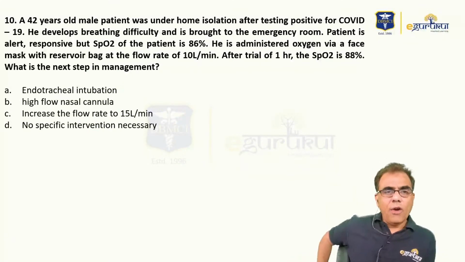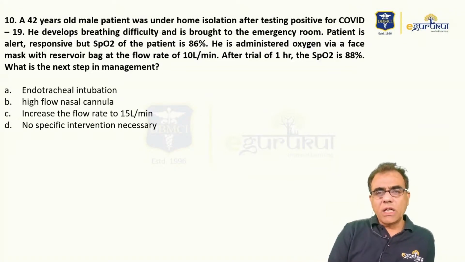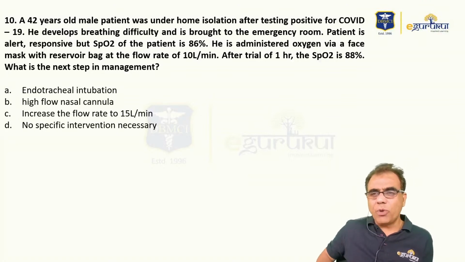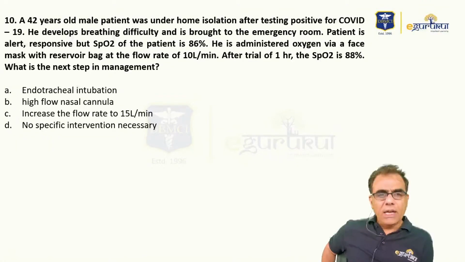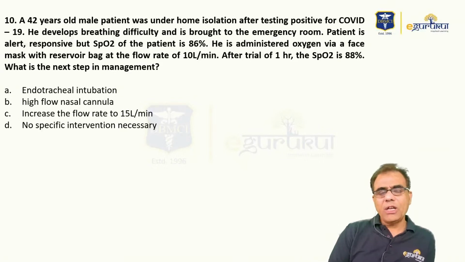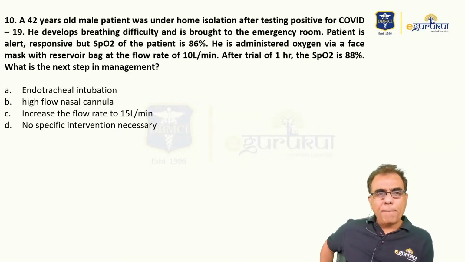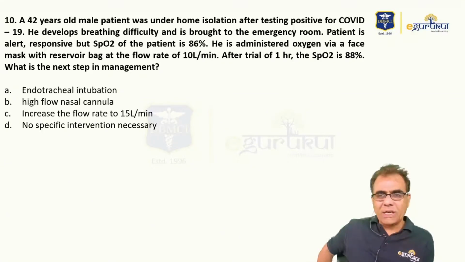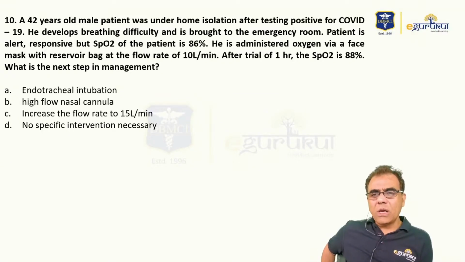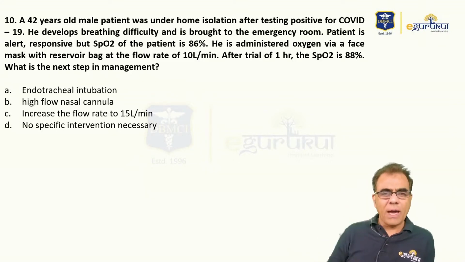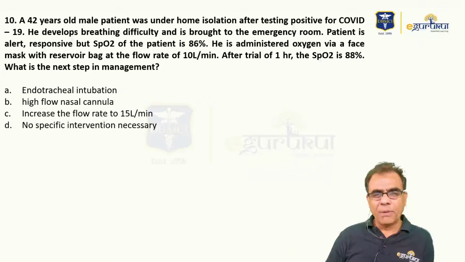10. A 42-year-old male patient was under home isolation after testing positive for COVID-19. He develops breathing difficulty and is brought to the emergency room. Patient is alert, responsive, but SpO2 is 86%. He is administered oxygen via face mask with reservoir bag, meaning non-rebreathing bag, at a flow of 10 liters per minute. After a trial of 1 hour, the SpO2 is 88%. What is the next step?